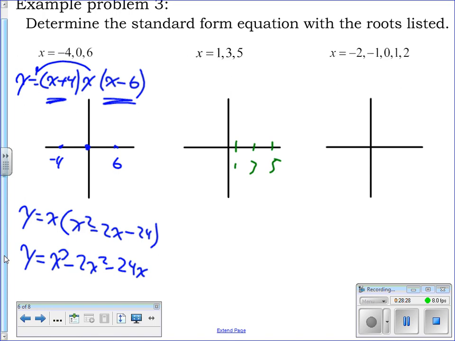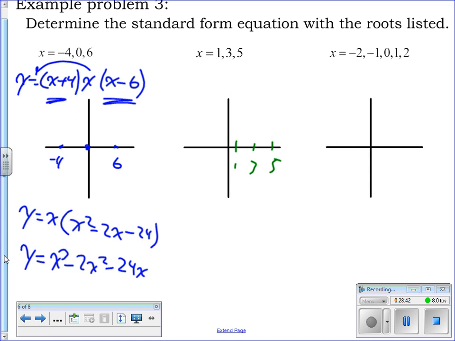These are my zeros. This equation has zeros at -4, 0, and 6. Whatever we come up with here is the original polynomial. We're actually kind of doing the opposite of what we've been doing. Okay, does that make sense?